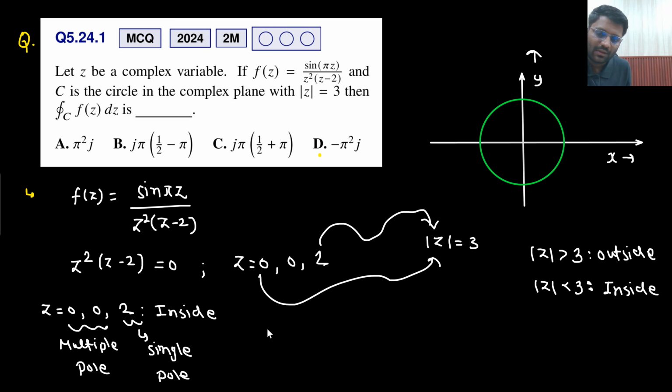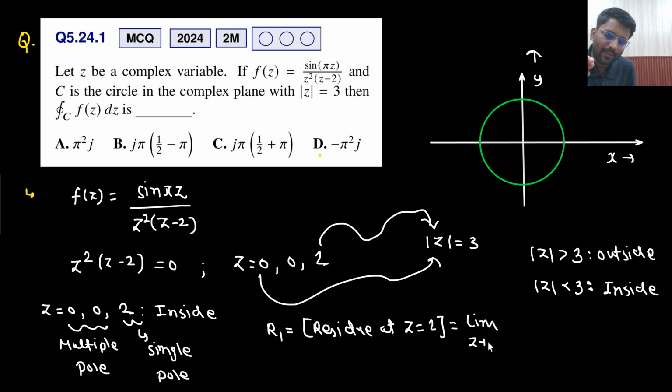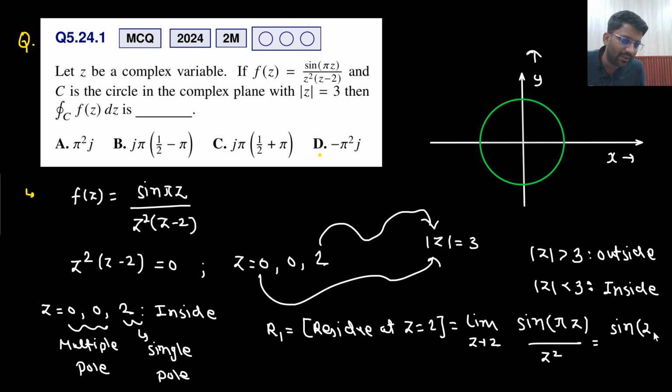Can you find out the residue at z equals to 2? What will be the answer for this? So limit z tending to 2, whoever is creating the problem, remove that. What answer will you be getting? Sin pi z divided by z square. If you put z equals to 2 here, what will it become? The upper side will become sin 2 pi divided by 4. What is the value of sin 2 pi?